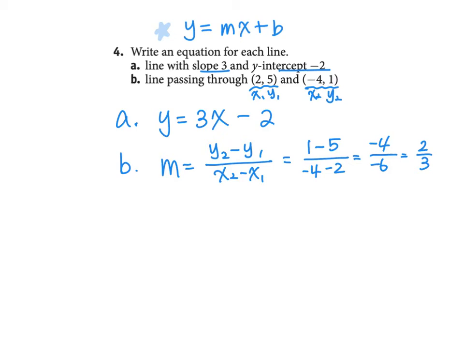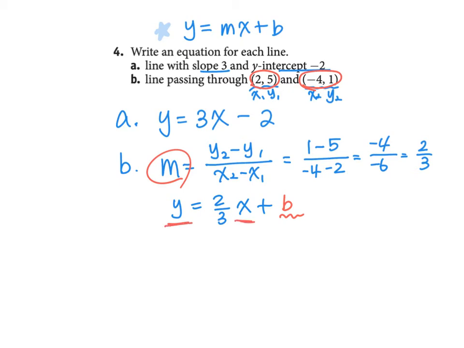So we found the slope already. Now, what we need to do, let's rewrite the slope-intercept form. Y equals 2 over 3x plus b. So we still need to find the y-intercept. How can we find it? We're gonna plug one of the points in for our x and y.